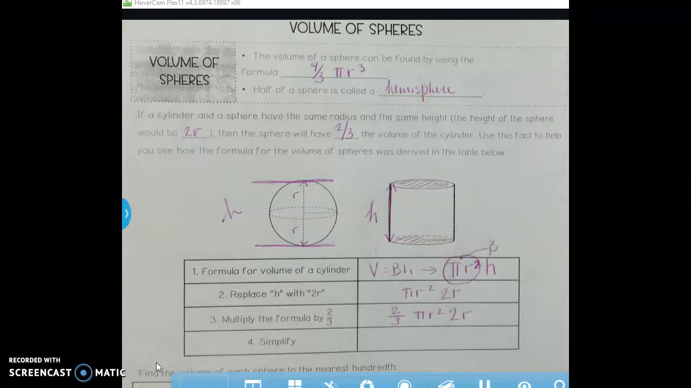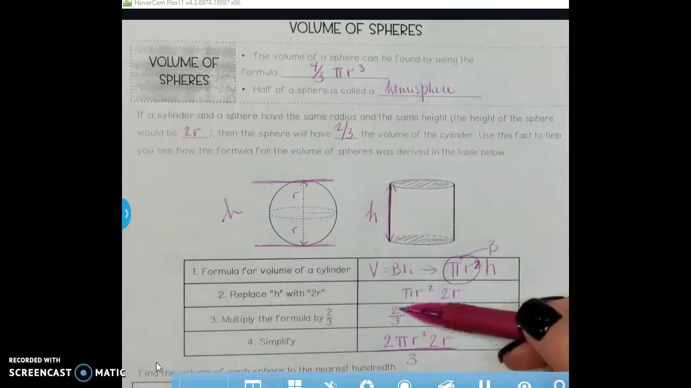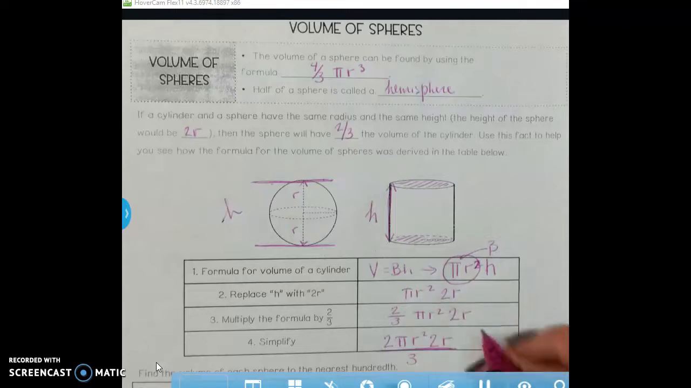You might say, wow, we're going from bad to worse. Well, let me write it in a nicer format: 2 times pi times radius squared times 2 times r, divided by 3. Why am I dividing by 3? Because this is 2/3: you multiply by 2, divided by 3. If you simplify the numerator, 2 times 2 is 4, so 4 pi, r to the second power, and r to the first will give us r to the third, over 3.